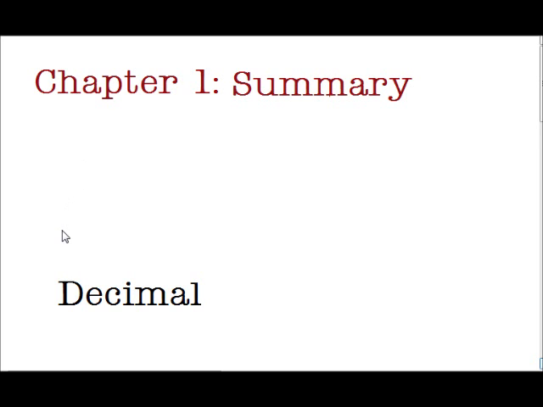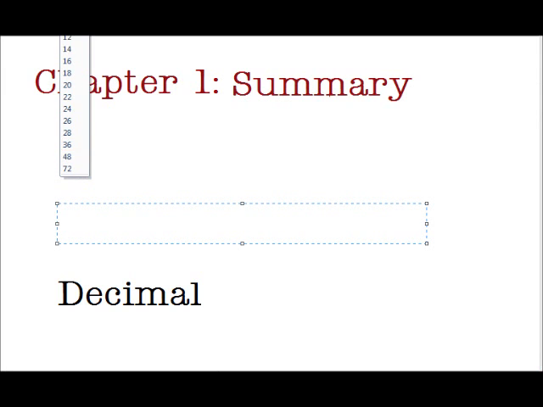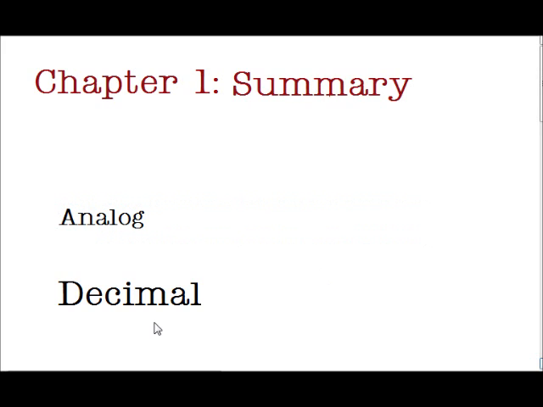So, in the real world, where it's analog, it's generally measured in decimal. Now you are very familiar with decimal because it's the number that you use every day.